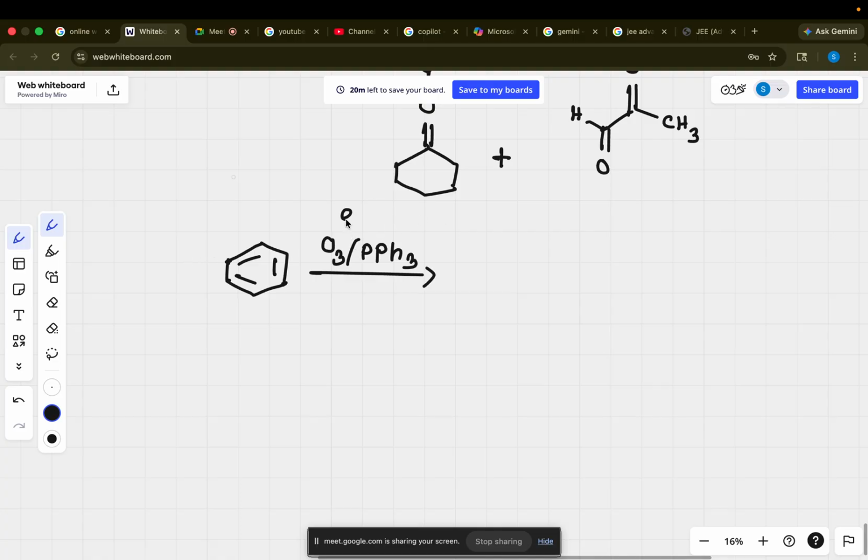Suppose this ozonolysis reagent I am using in excess, not one equivalent. So what can be the product?